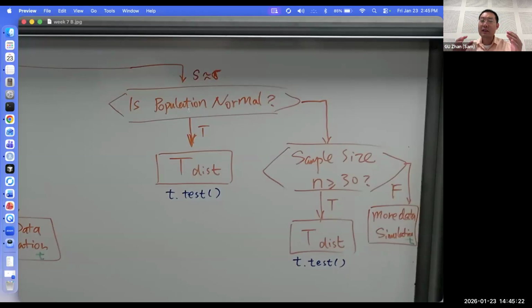But if your population distribution is not normal, then in order for your sampling distribution to be normally shown and formed, you need the sample size to be large. So this is the rationale behind it. If the sample size is greater than 30, then use the t distribution again. If it's not larger than 30, then you need more data or use simulation. So these are the key theories behind confidence intervals.